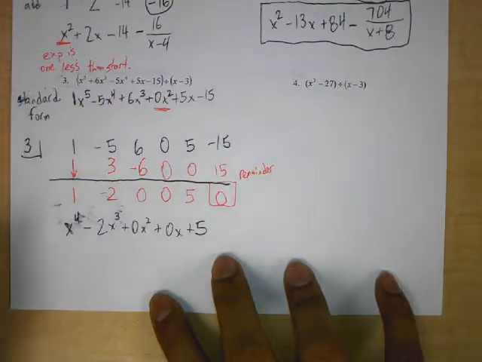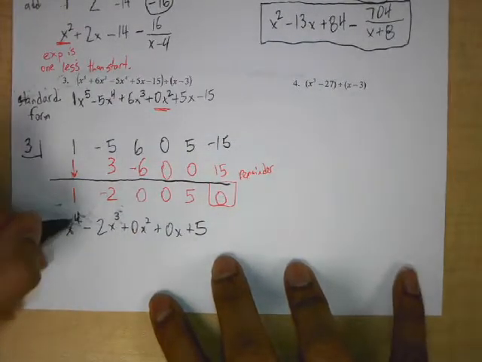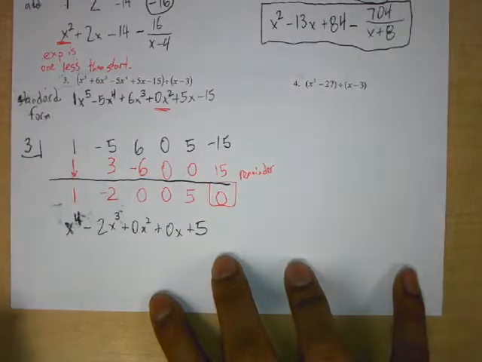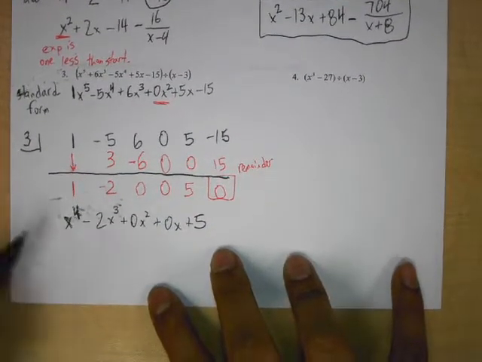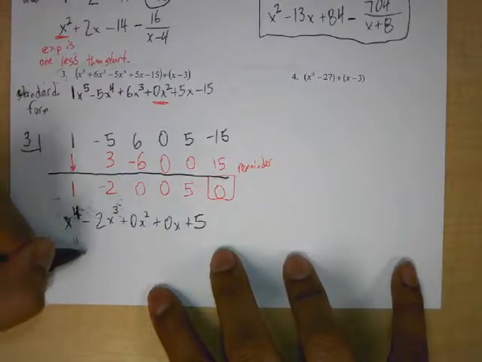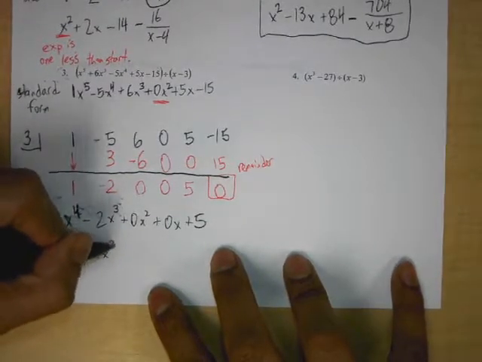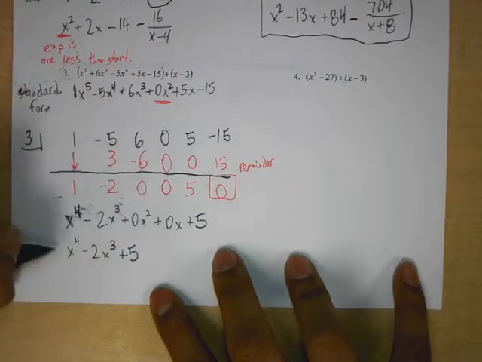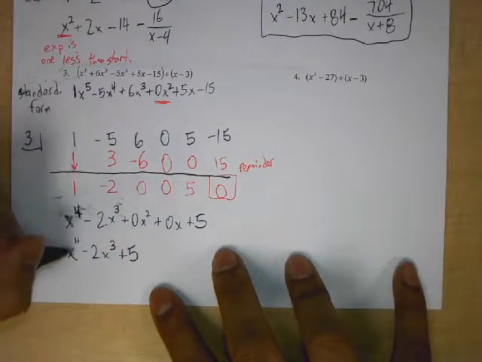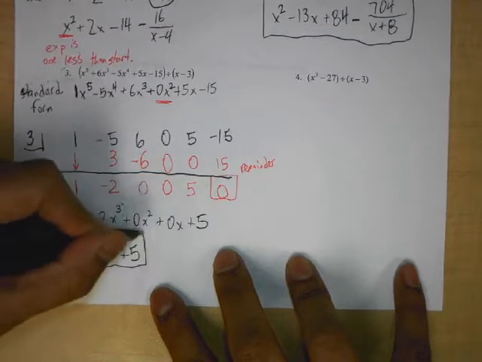Now, sorry, my work is smudged a little bit, but if you take a look, what's my final answer going to look like? x to the 4th minus 2x cubed. I don't need these zeros anymore, so just plus 5. Okay, that is my result.